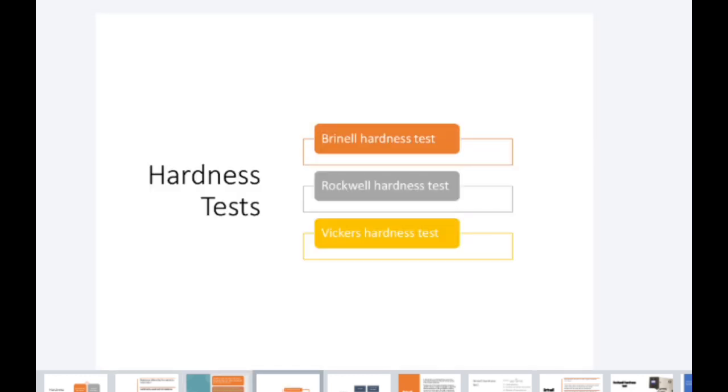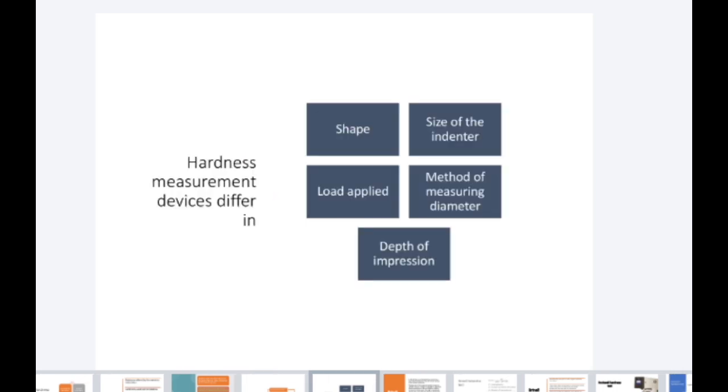Now, how many types of tests are available for hardness? We have three different types: Brinell hardness test, Rockwell hardness test, and Vickers hardness test. We will discuss all these in detail in today's class. Now, why are there three different types of tests? They differ in different criteria, like the shape of the indentation, the size of the indenter, and even the shape of the indenter. In some cases we use a ball, in some cases a cone, in some cases diamond. The applied load can be different.